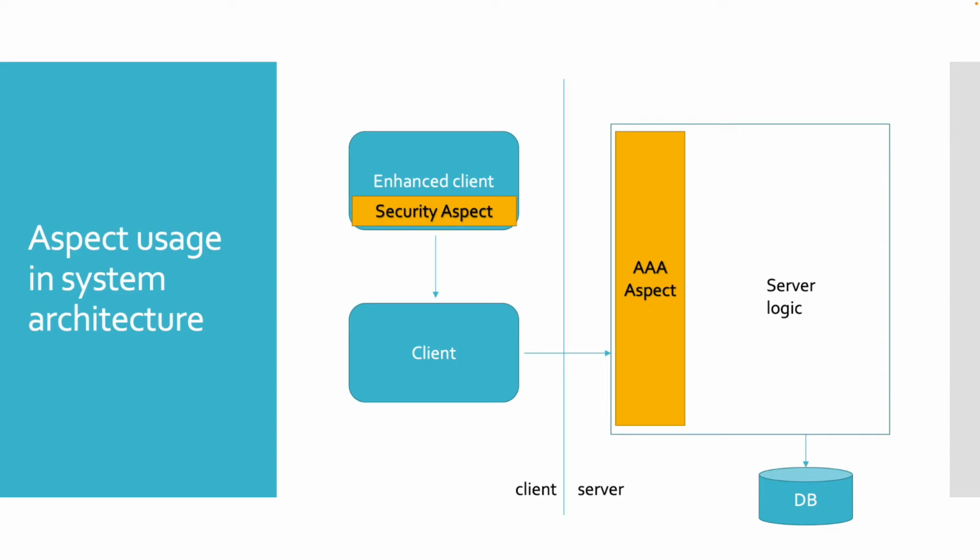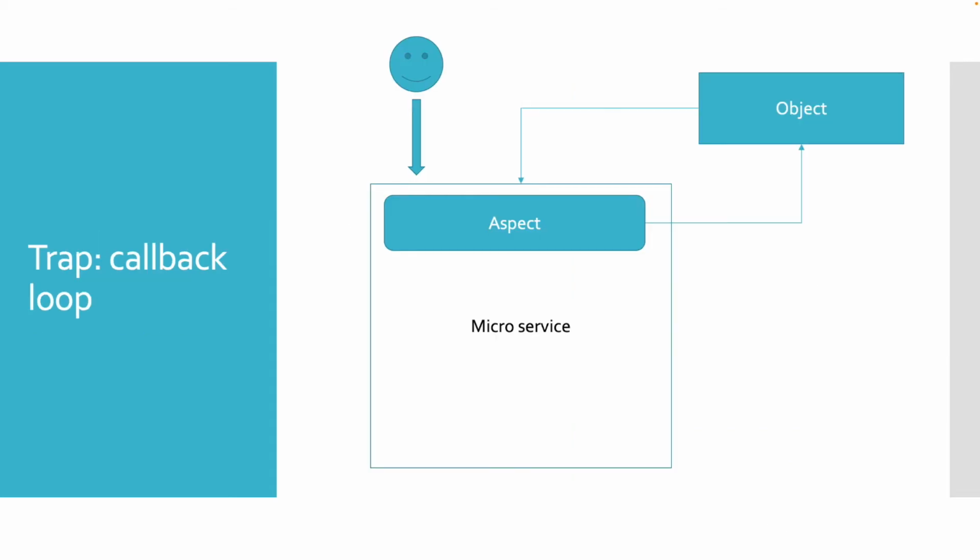In this way, both client side and server side APIs are protected with security, and for each new client's APIs, we don't need to care about those security aspects. For AOP, a common trap we need to understand and avoid is a callback loop.